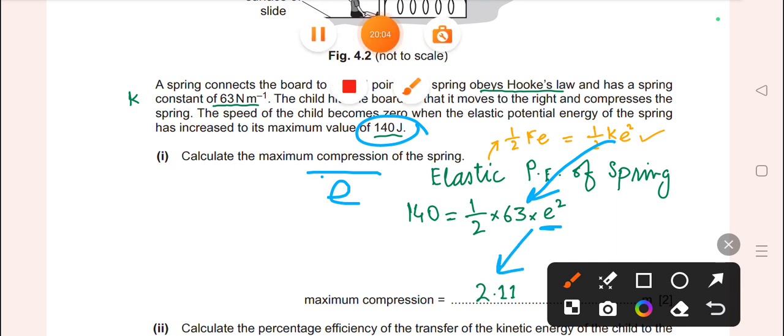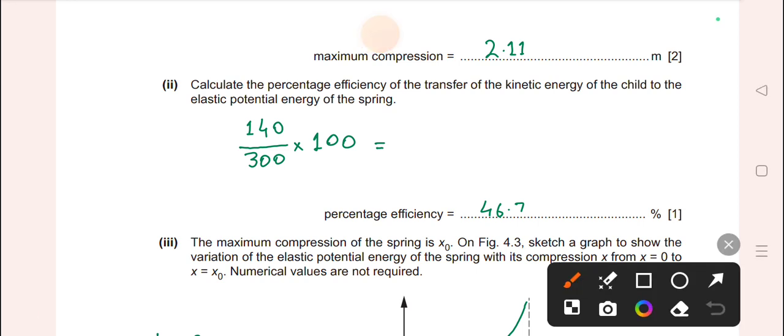In the next part it says find the percentage efficiency of the transfer of kinetic energy. When the child reaches the board, or the point Y, its kinetic energy was this, and the elastic potential energy stored in the spring was this. So we will divide the energy stored in the spring by the total energy when it reached there, by 300. This is efficiency. Multiply by 100, and you get the answer to be this. The percentage efficiency is written up to one decimal place. You can round it off as well.